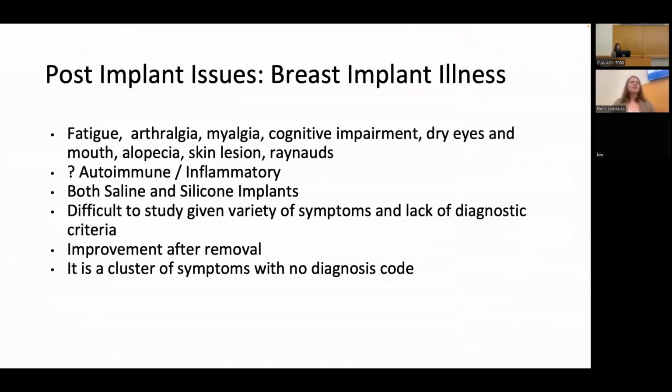It's thought to be an autoimmune or inflammatory condition. Very vague symptoms: fatigue, arthralgias, myalgias, dry eyes, alopecia, skin rash, Raynaud's, but usually does improve after the implant is removed. So something that your patients may be very concerned about. Unfortunately, we don't have any data on incidence or prognosis.